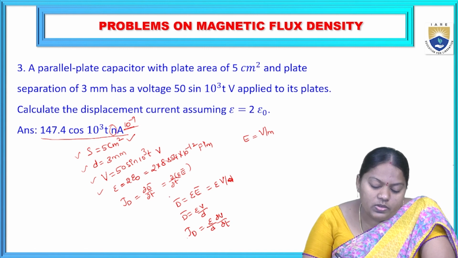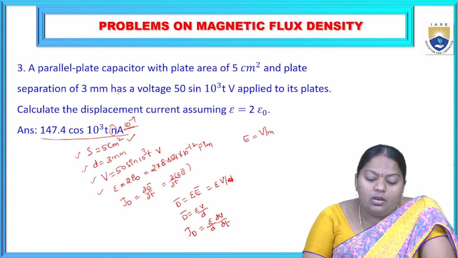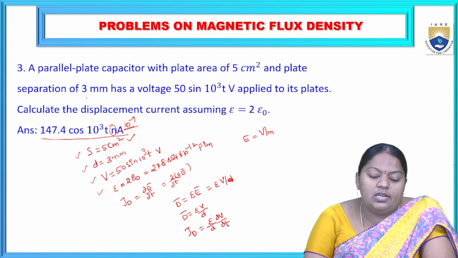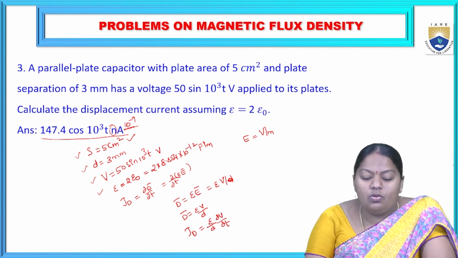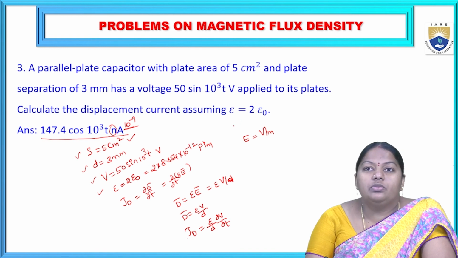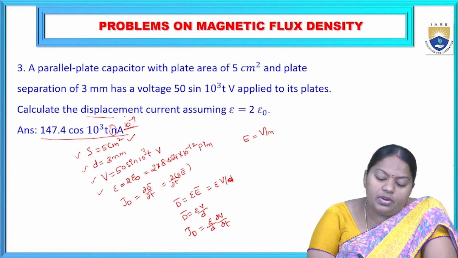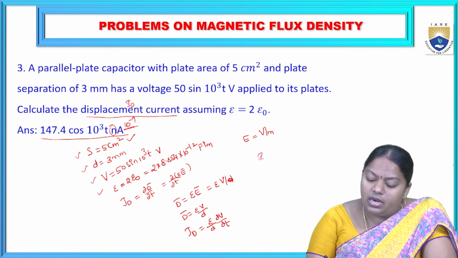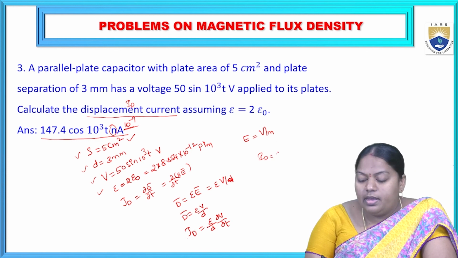Once again, I'm repeating this, very, very important. The parallel plate capacitor with a plate area S, 5 centimeter square, and plate separation between the two parallel plates of 3 millimeters, has a voltage of 50 sine 10 cube t volts applied to its plates. Then calculate the displacement current by assuming epsilon equal to 2 epsilon naught. Here we need to find displacement current, whose notation is ID. As we know, displacement current ID in terms of its current density is the integral over S of JD dot dS.